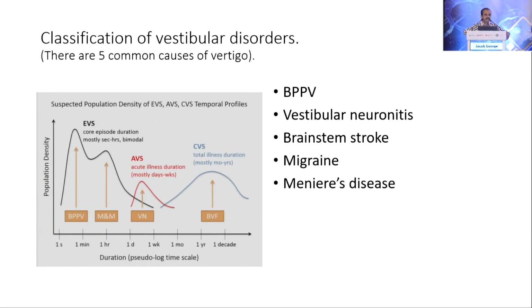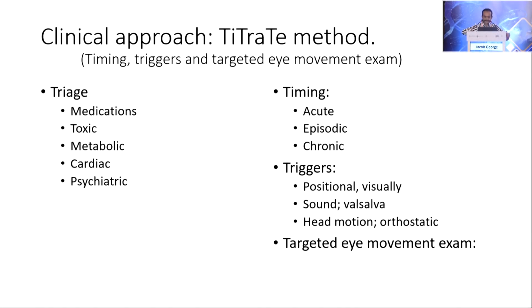bilateral vestibular failure or triple PD, etc. And the second thing is triggers: position, whether it is aggravated by position, classic for BPPV; whether it is aggravated by visual stimulation, like migrainous vertigo; or sound or Valsalva maneuver, like superior semicircular canal dehiscence, etc. Head motion, orthostatic, etc. Targeted eye movement findings are the most important thing.